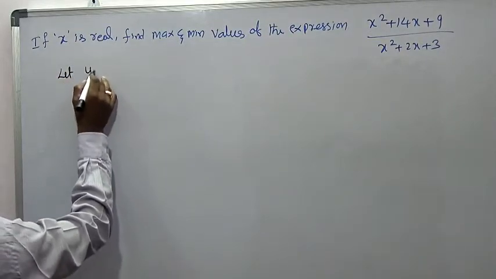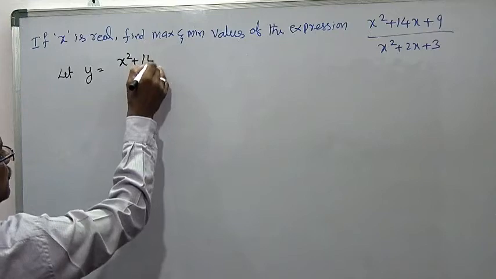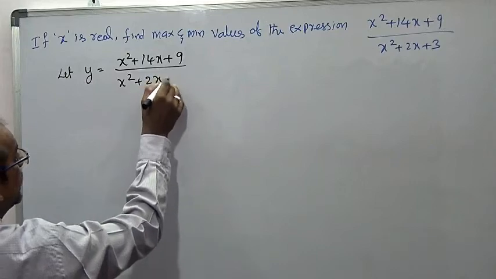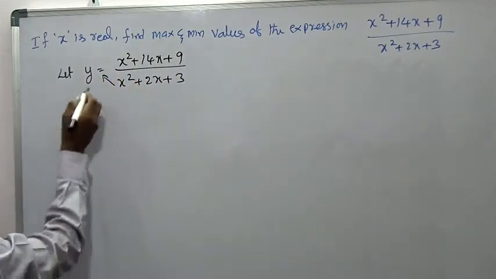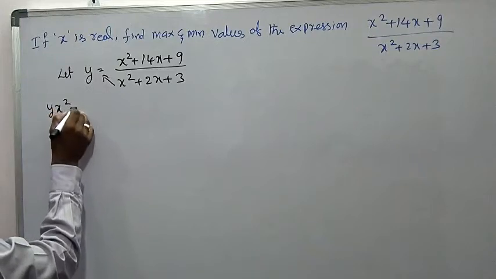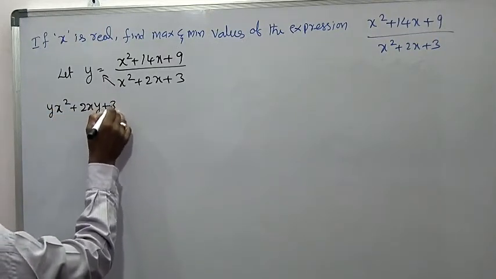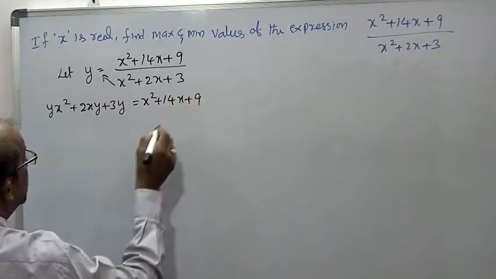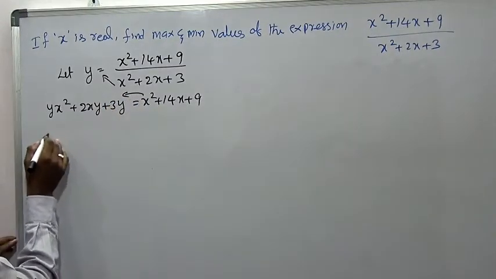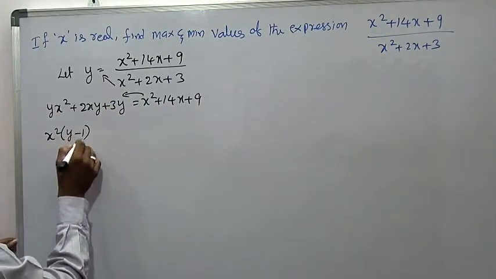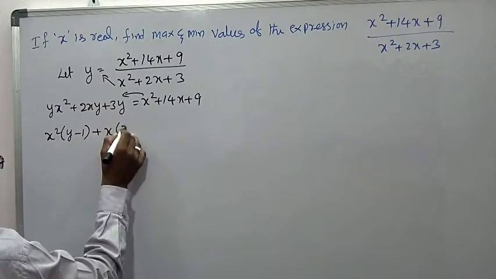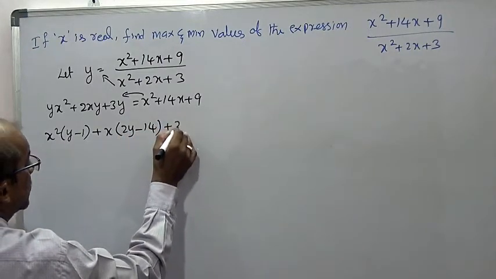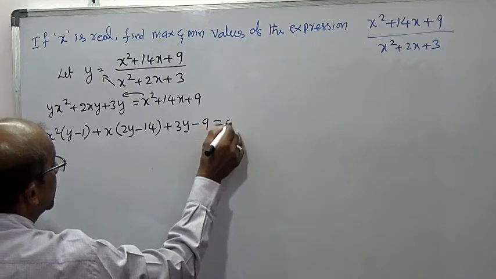Let y is equal to x square plus 14x plus 9 by x square plus 2x plus 3. Now cross multiplication, y into x square plus 2xy plus 3y is equal to x square plus 14x plus 9. Now transpose it. So x square take common, y minus 1, plus x take common, 2y minus 14, plus 3y minus 9 is equal to 0.